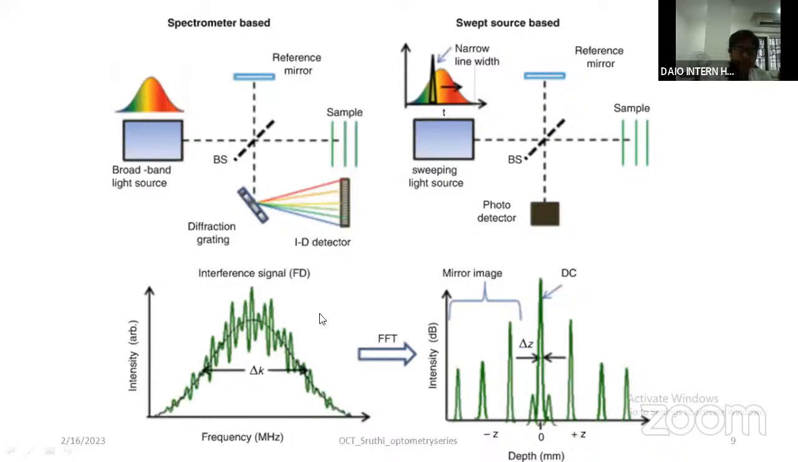In spectrometer-based OCT, a broadband light source is used, and a swept source-based OCT uses a sweeping light source, and the images are captured with the help of a photodetector.